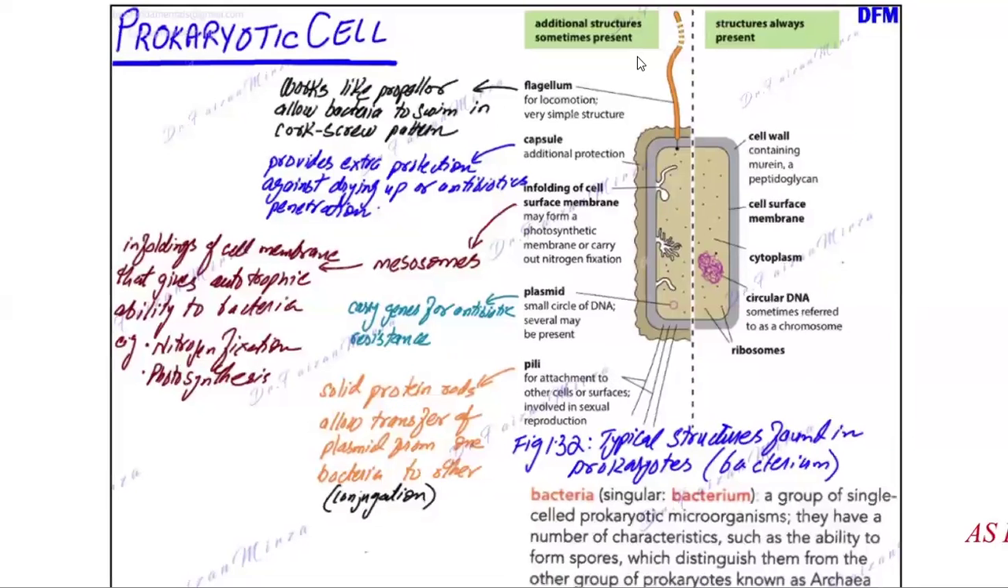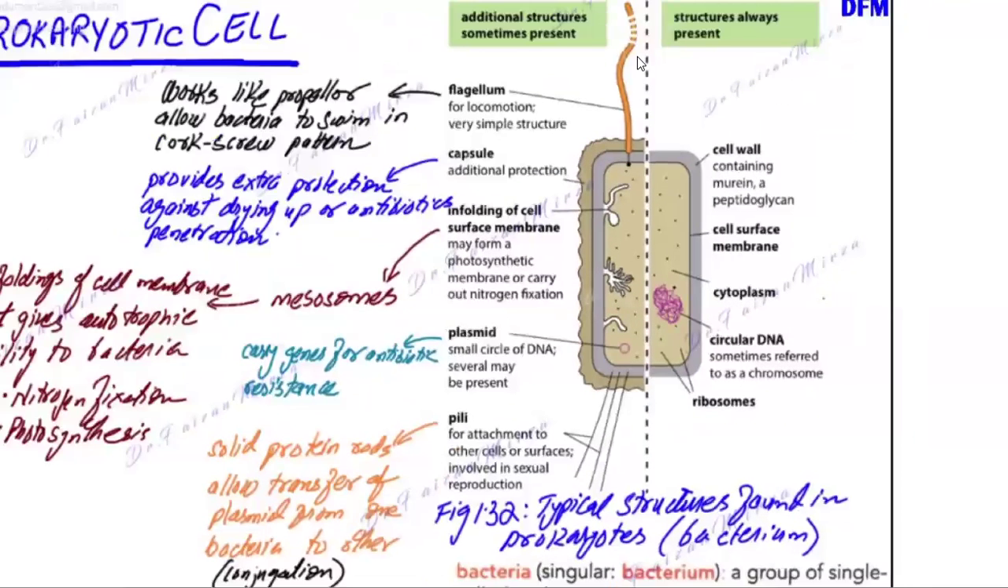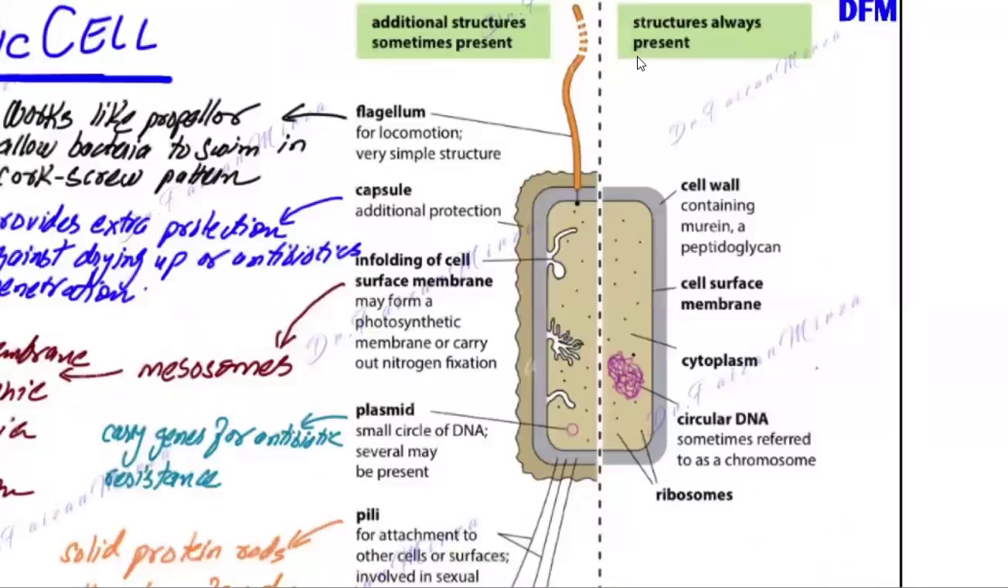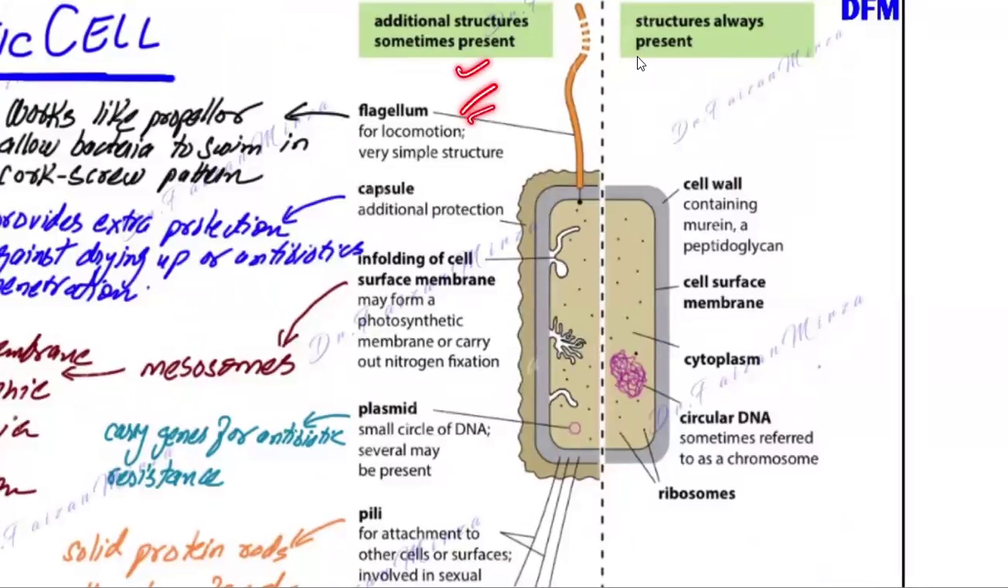In prokaryotes, we have bacteria, and the diagram here shows you the structures always present in the bacteria and structures sometimes present in the bacteria. So we'll start with what structures are always present in the bacteria. A bacteria will always have a cell wall, but the cell wall here will not be made up of a compound called cellulose. It will be made up of a compound called murein, which is a type of peptidoglycan.